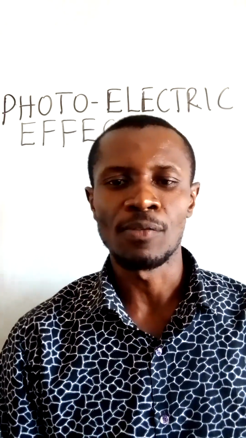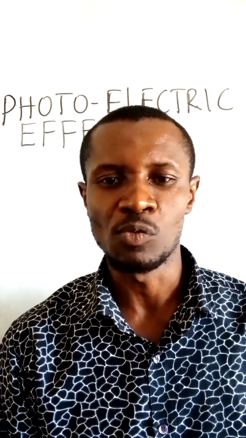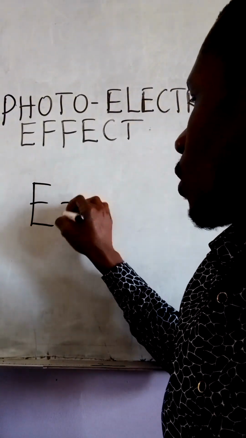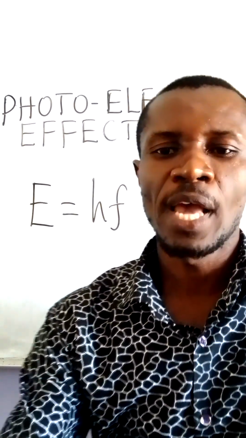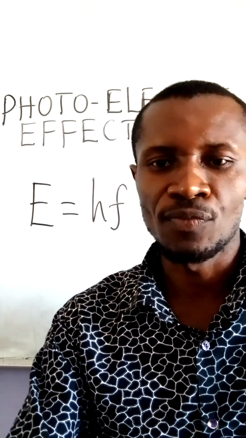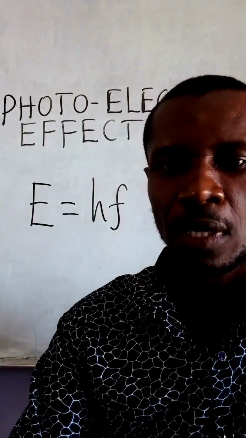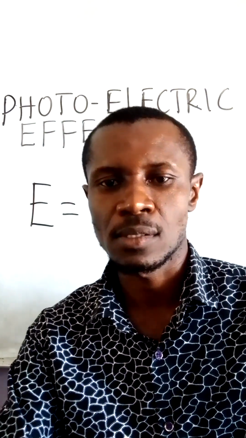Now, the energy of a photon is given by the equation E equals hf, where E is the energy of the photon, f is the frequency of the photon, and h is a constant which we call the Planck's constant.